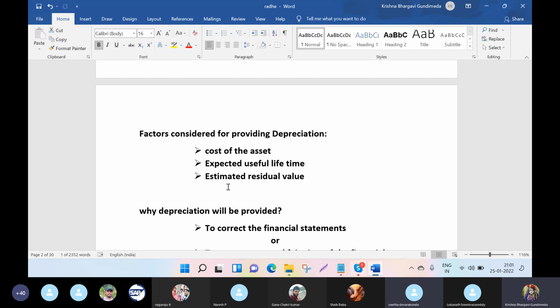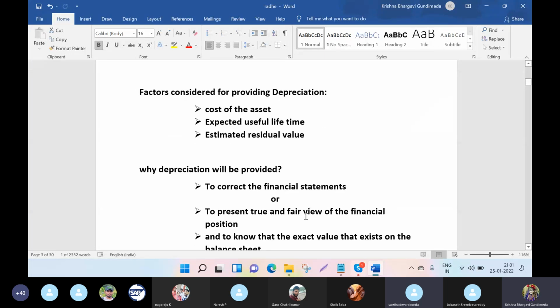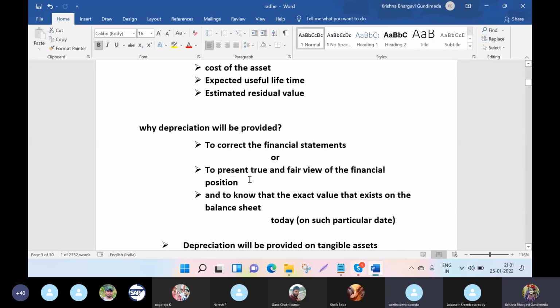It shows the corrected financial statements. The financial statements means the trading account, P&L account, and the balance sheet. It gives the true and fair view of the financial position. That means how the assets are, how much excess assets exist, and what our financial position is. Is the business in a solvency position or insolvency? These can all be observed by seeing the true and fair financial statements.